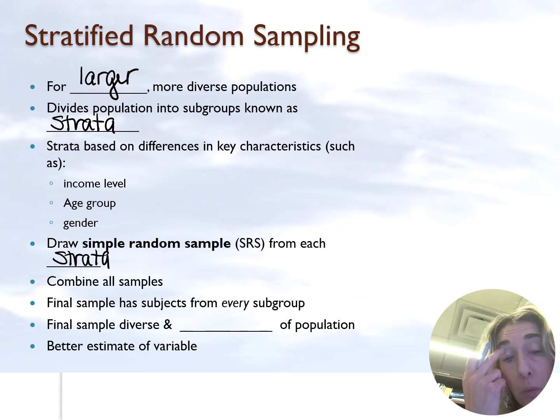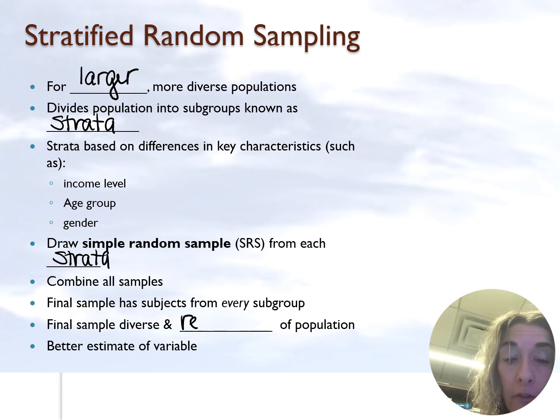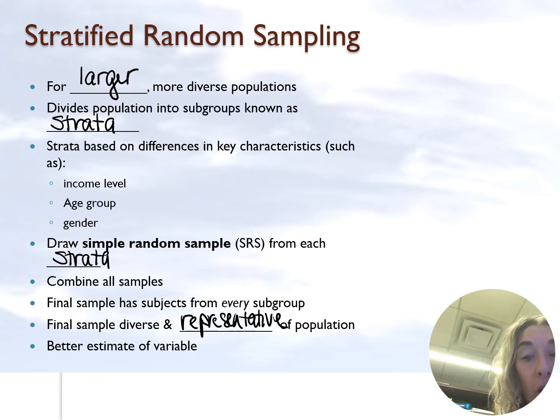In this way, your final sample is going to be sure to have items or subjects from every subgroup or every stratum. What this ensures is that your final sample is diverse and representative of the population, enabling solid inference. In general, you're going to get a better estimate of the variable that you are trying to estimate in the population.